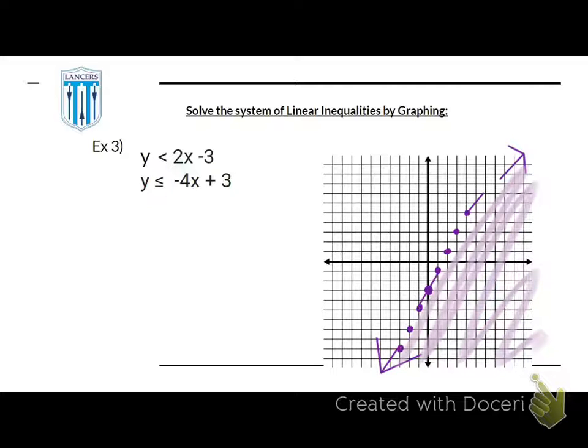For the bottom one, where does our first point go? Up 3, +3 on the y-axis. From there, where do we go? Down for right 1, or up for left 1. 1, 2, 3, 4. There we are. And the line through those points should be a solid line because we've got the equal to bar.